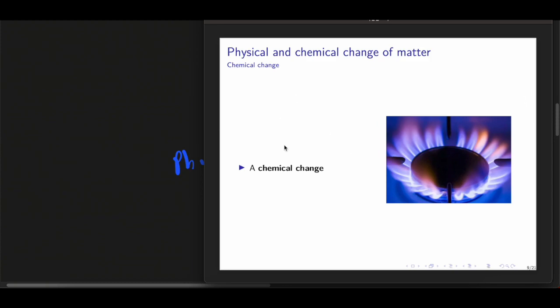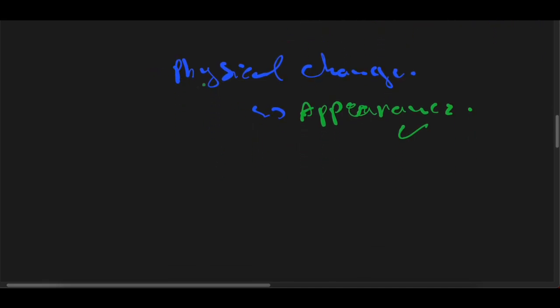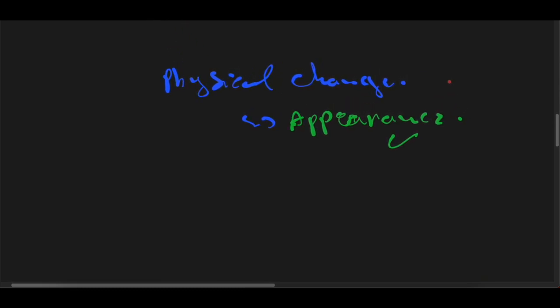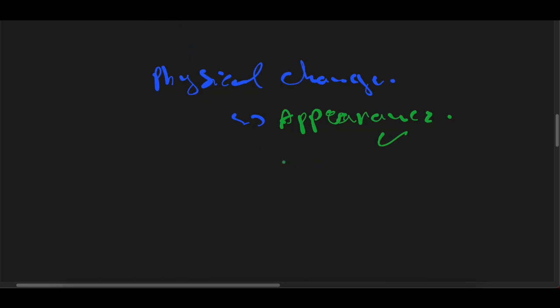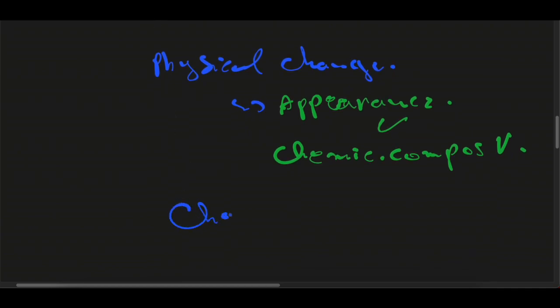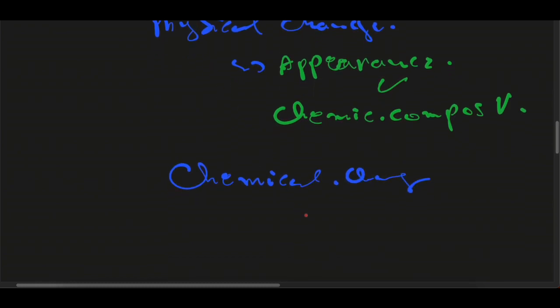Now for the chemical change, generally we have a change in appearance and, most importantly, a change in chemical composition, because in physical change the chemical composition remains the same. It doesn't change. But with chemical change we have a modification of the chemical composition.